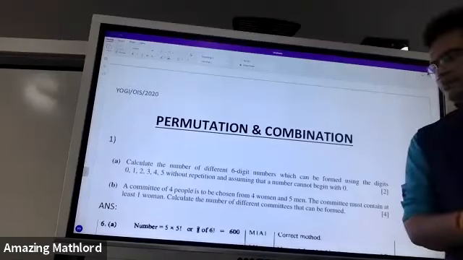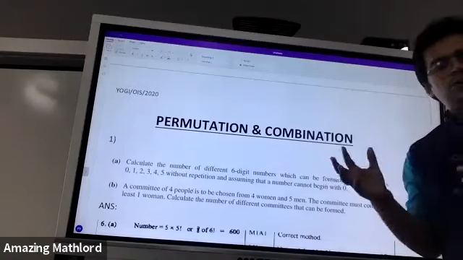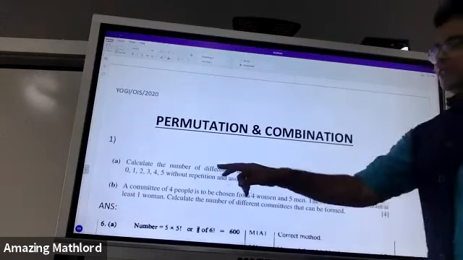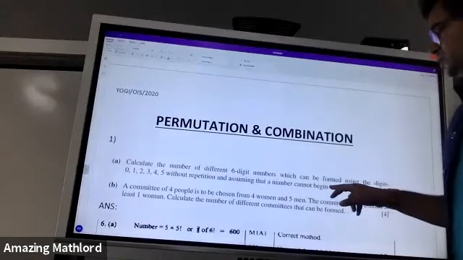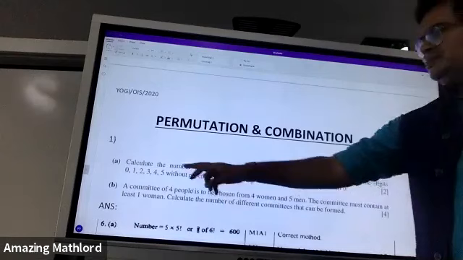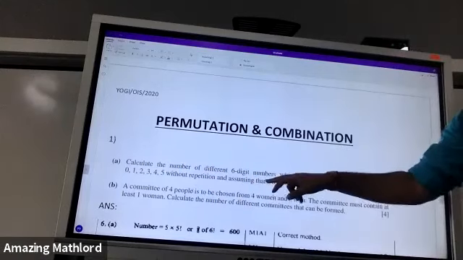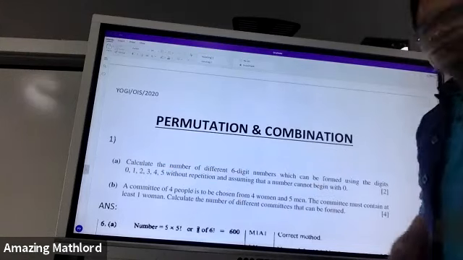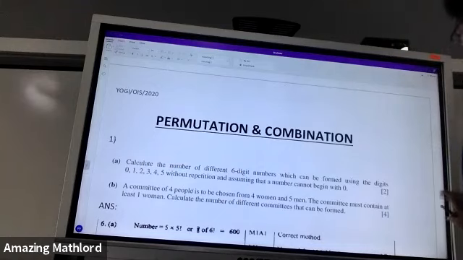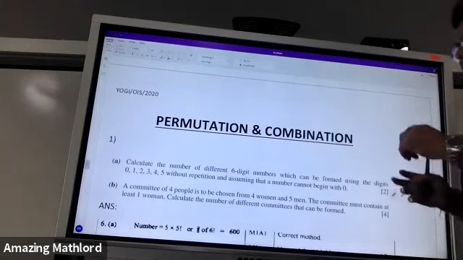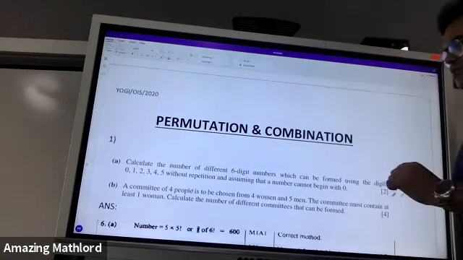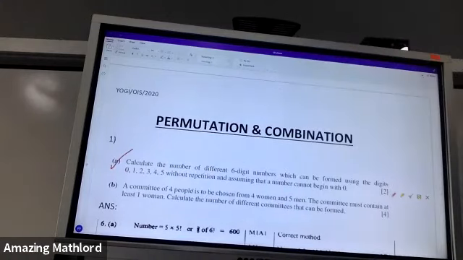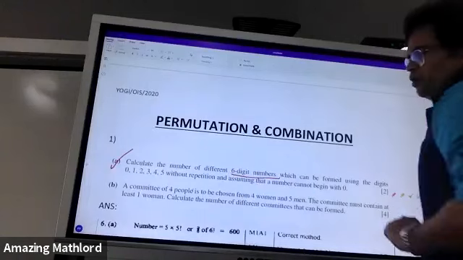So now here's the first example, where we have to see where we use permutation and combination. The first question is to calculate the number of different 6-digit numbers which can be formed using the digits 0 to 5 without replication or repetition, and assuming that a 6-digit number cannot begin with 0. Of course, that's the very basic thing. Okay, so now how do I understand and what will be the process to start this question? The first thing I do is highlight the key terms. So I want 6-digit numbers.